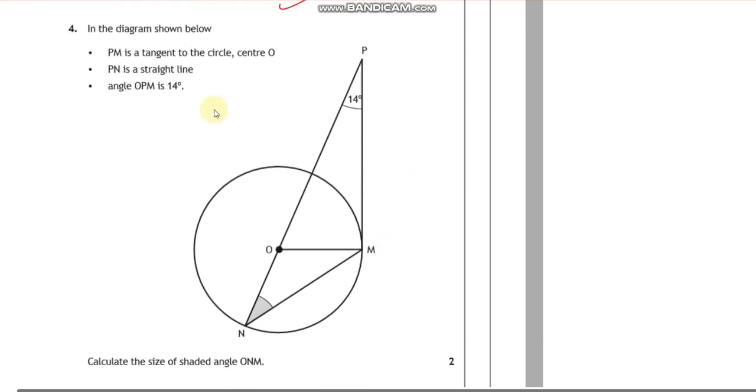And a little angle question here. See if I can get through this one. Calculate the shaded one. Okay. But no, I'll do this in the next video.